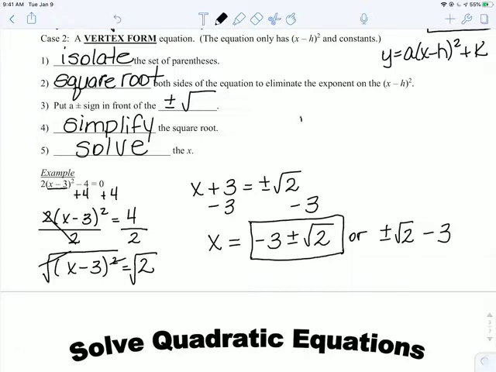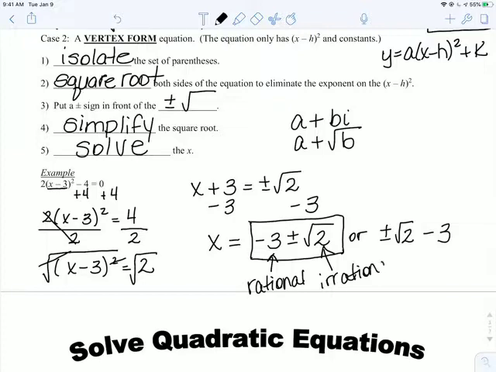So I like for it to be in what I call A plus BI, or maybe another way to say it is A plus root B format. Your rational number goes first, and then remember we said a square root is an irrational number, so we'll put that second.